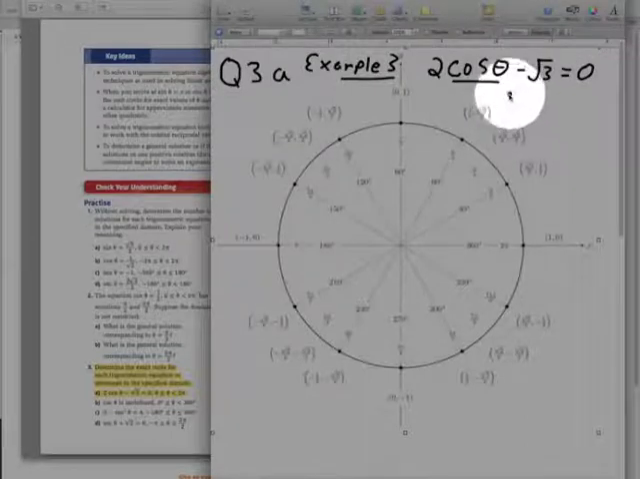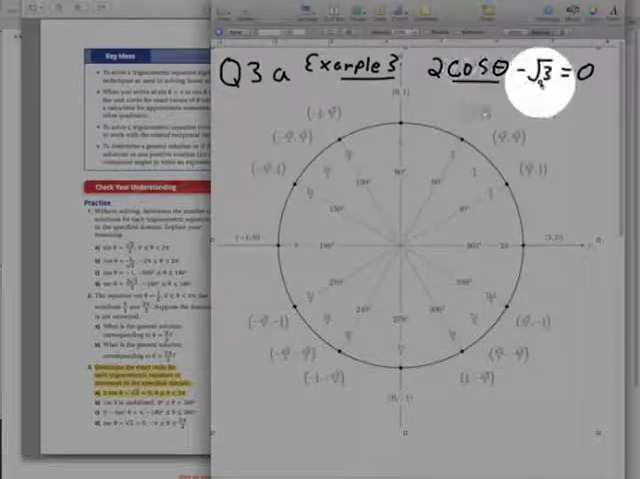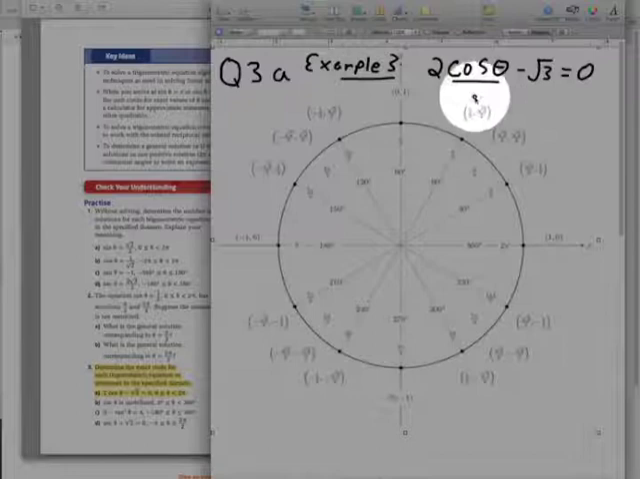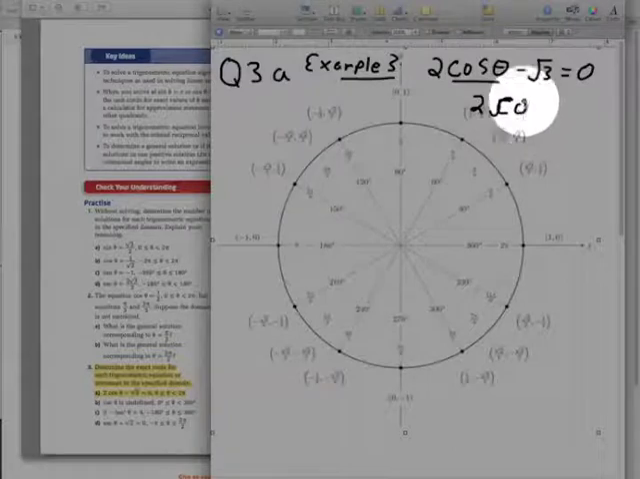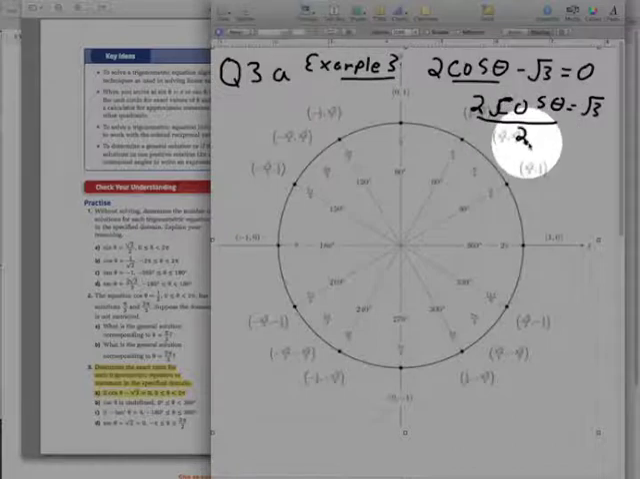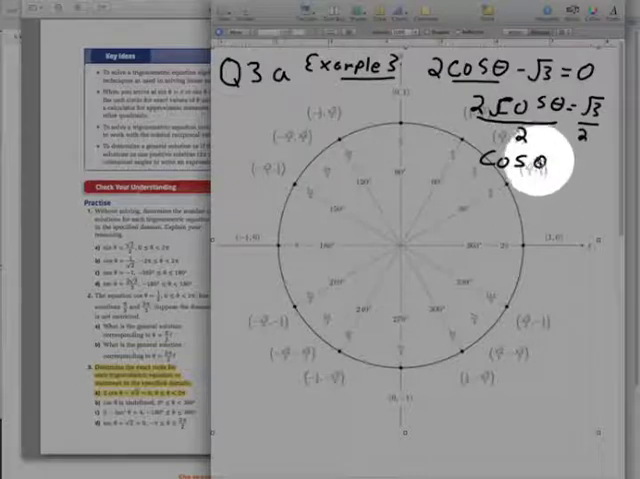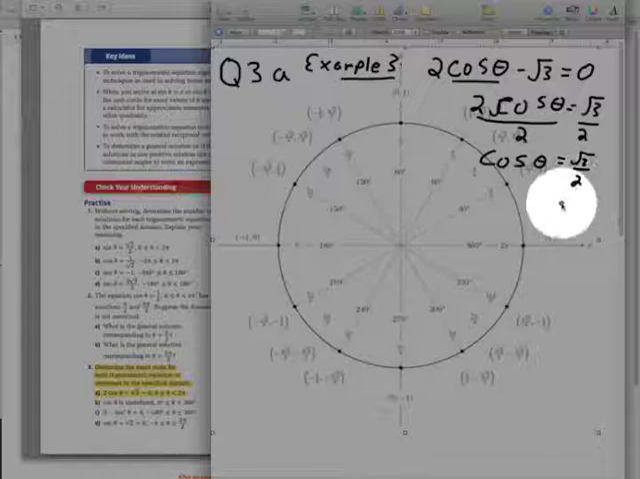So first things first, you need to get all your like terms on the same side of the equation. So if this is 2x minus root 3, then I need to get my root 3 over there. So that's just going to become 2 cos theta equals root 3. So that's the situation going on there. Now I need to get rid of this 2, so let's divide by 2 on both sides, and I'll get cos theta is equal to root 3 over 2. So that's what we have in this situation.